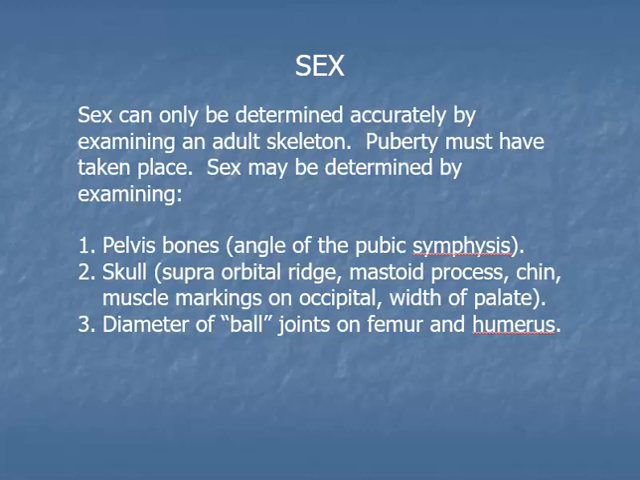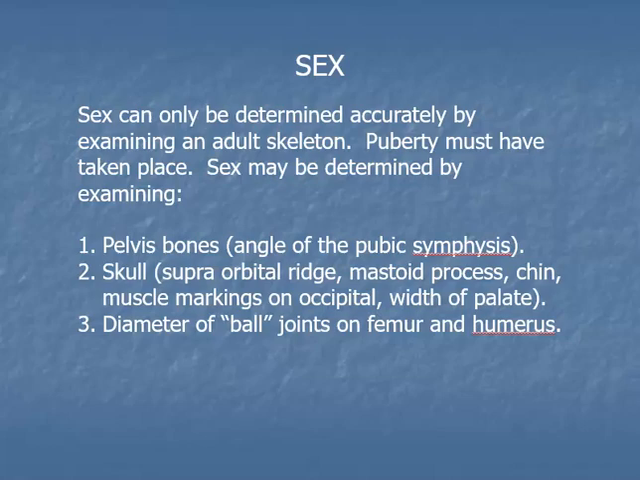And also the diameter of the ball joints that you see on the femur and the humerus, the long bones of the upper arm and the upper thigh bone on the leg. The diameter of this ball generally ranges about 45 millimeters for an adult skeleton if it's a male, about 43 millimeters for females. Of course, this is just a guesstimate because you might have big boned females and small boned males, but this is a good educated guess.